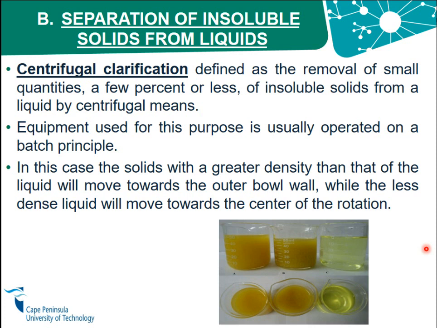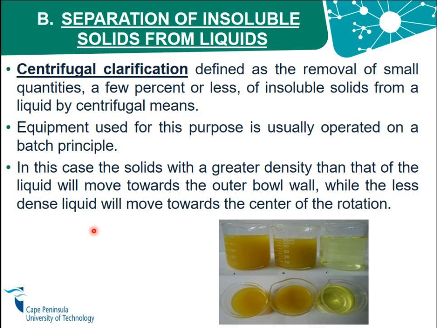clarification. Some of you who have worked on the project for apple juice would have heard about the term clarification of the juice. Basically it is when you are removing the haze from the juice. This term is defined as the removal of small quantities, a few percent or less, let's say 1% of insoluble solids from a liquid by centrifugal means. So you also apply centrifugation. The equipment used for this purpose is normally operated on a batch principle.